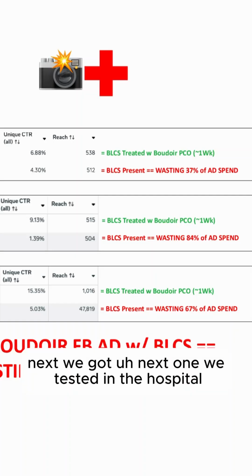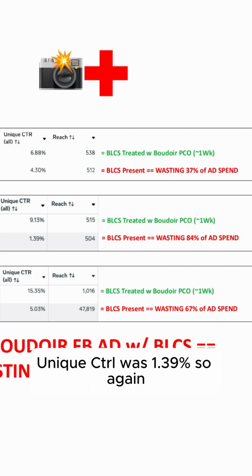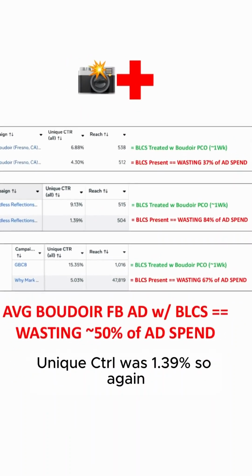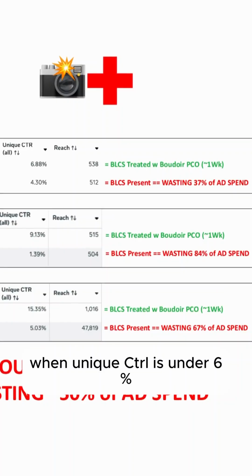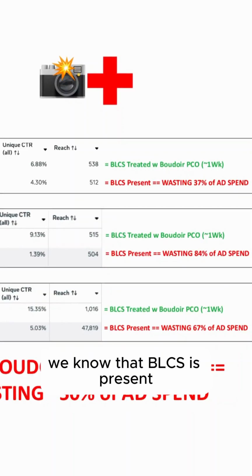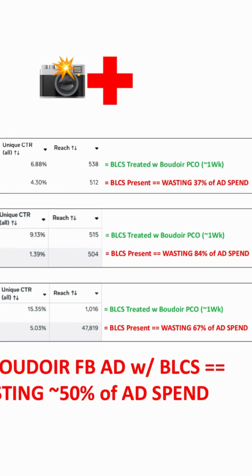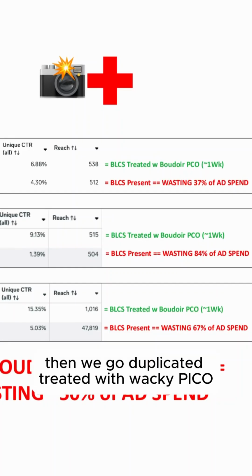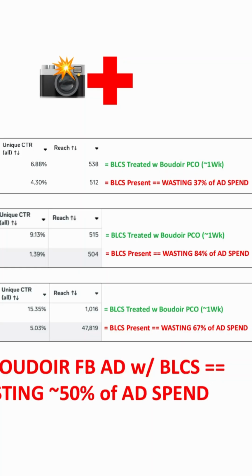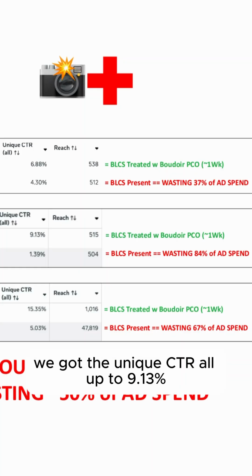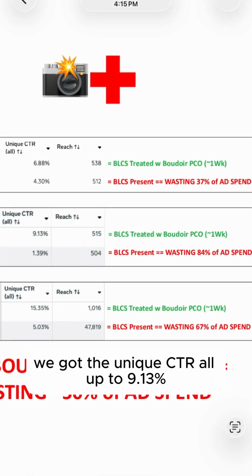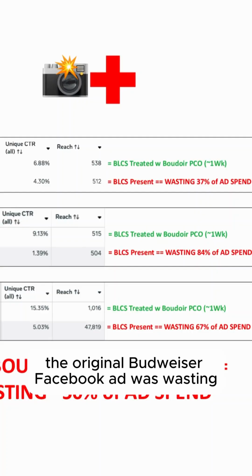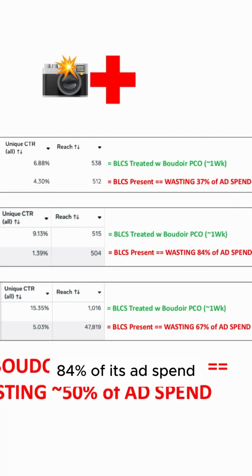Next, the next one we tested in the hospital, unique CTR was 1.39%. So again, when unique CTR is under 6%, we know that BLCS is present. So we duplicate it, treat it with Boudoir Pico, takes about a week. We got the unique CTR up to 9.13%. So we found out the original Boudoir Facebook ad was wasting 84% of its ad spend.